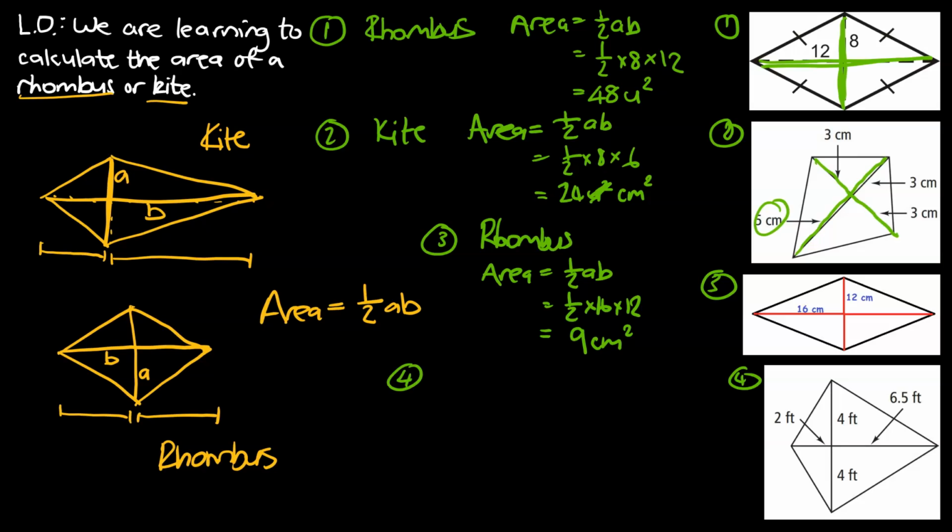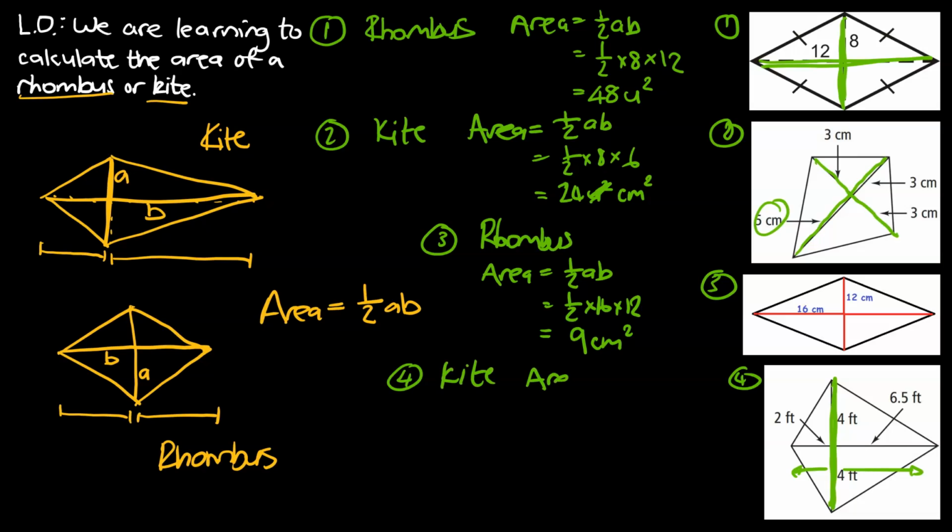And the last shape, same steps. Is it a rhombus? Is it a kite? So let's go down the middle, corner to corner. We can see this side here is 2 feet. This side here is 6.5 feet. That tells us they are unequal, which is what a kite looks like.